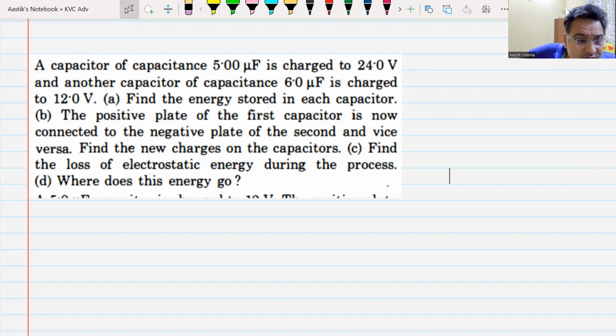The positive plate of the first capacitor is now connected to the negative plate of the second and vice versa. Find the new charges and find the loss in potential energy. I'll give you 2 minutes to give me the answer for this one.